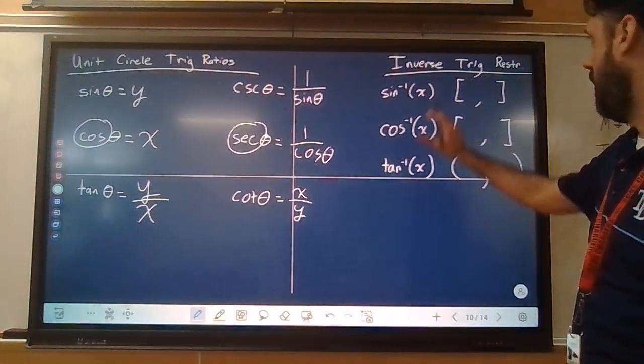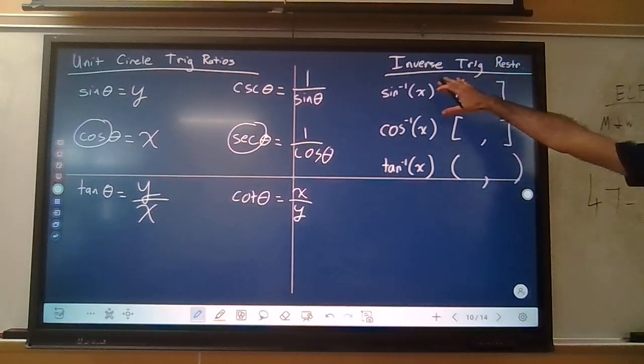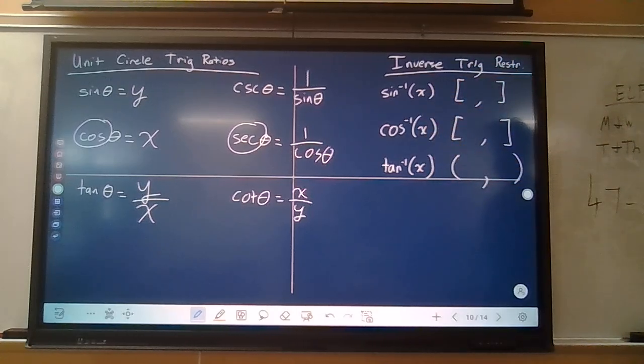All right. Inverse trig restriction. So we've got our 3 inverse trig functions here. The inside could be called anything. I called it x, but it doesn't have to be x. You guys need to know what the restrictions are for these 3.